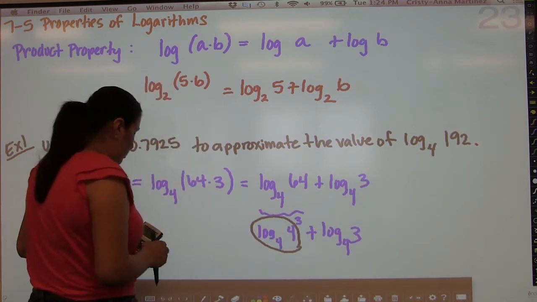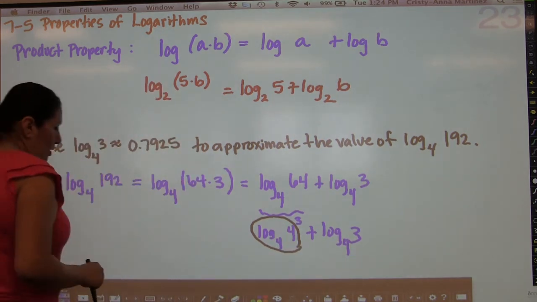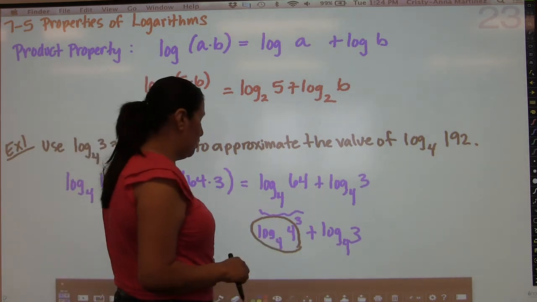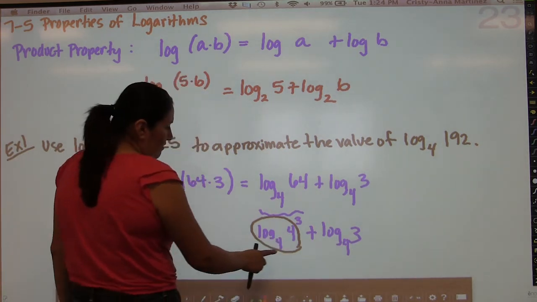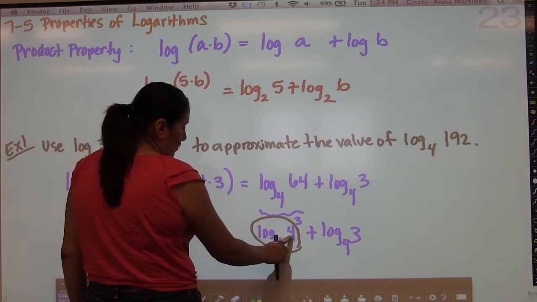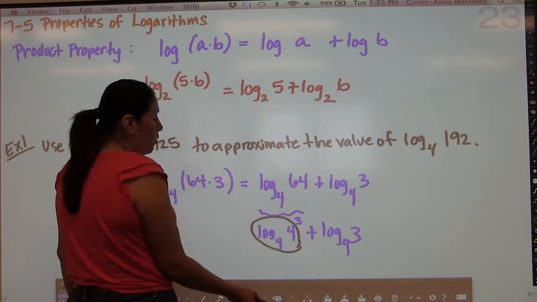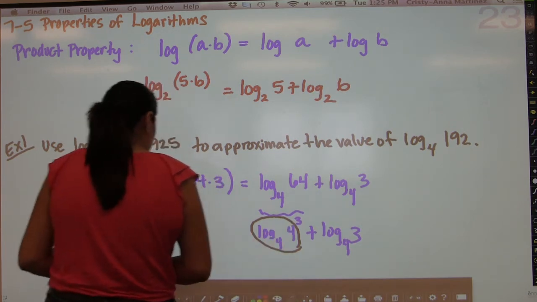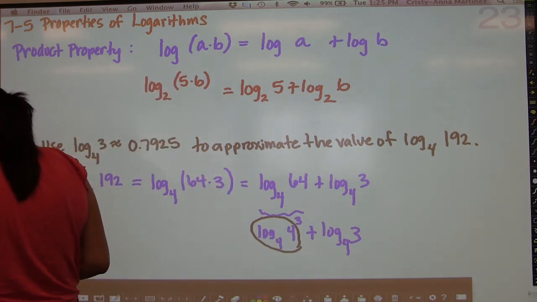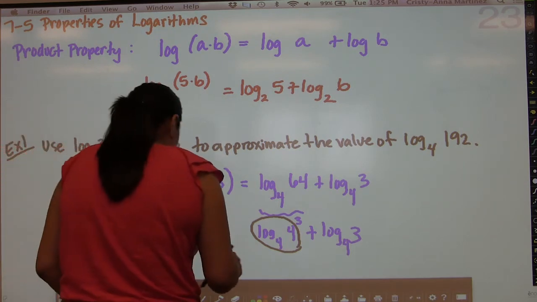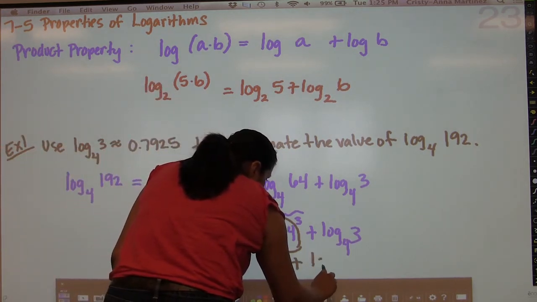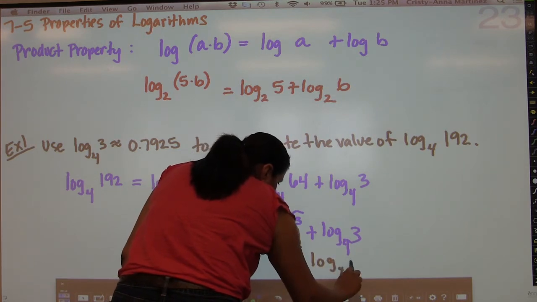remember that we talked about logs, and the question that you want to know is 4 to what power is 4? Well, 4 to the 1 power is 4. So anytime you have the base and the number here the same, it's going to equal 1. So that's going to be 1 times the 3 here that we've got. It's to the third power. So we're going to get 3 plus log base 4 of 3.